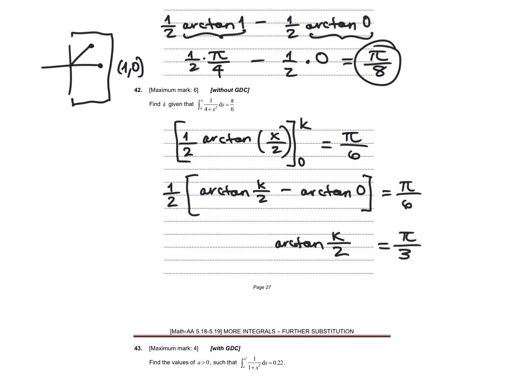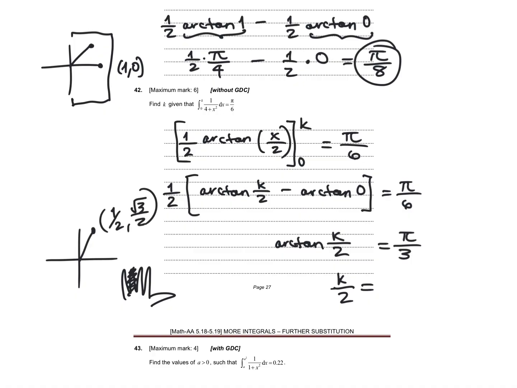So if we do the tangent of pi over 3, tangent pi over 3 is here, and on the fingers, pi over 3 is here, and that is 1/2, root 3 over 2, and the y over the x is root 3. So we're going to have that k is 2 root 3.